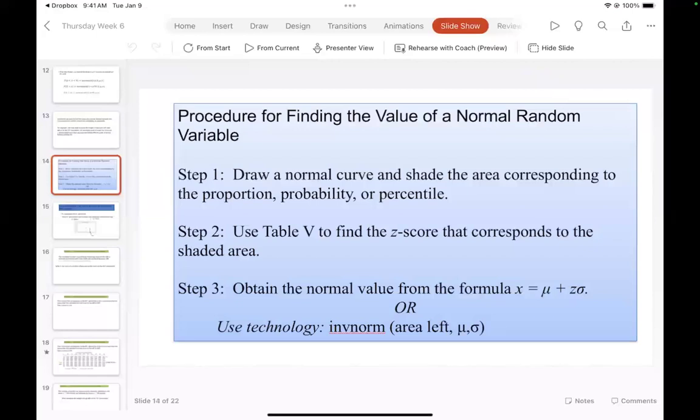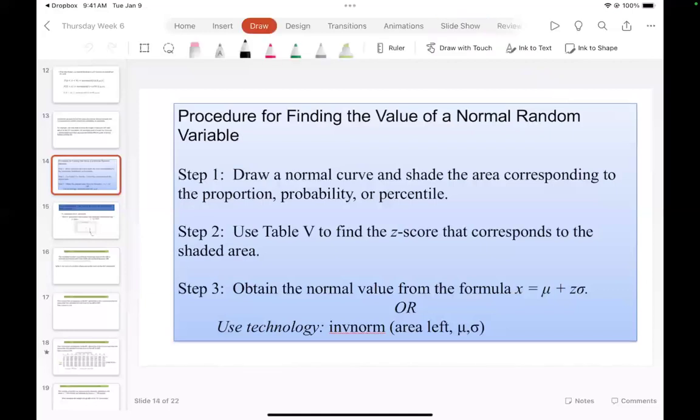So the way that we can find the normal random variable, I can look at the Z table, and I can find the Z score that corresponds with that area. And then I can math it out. And I'll show you how to do that. Or I can use inverse norm. And it is a beautiful thing.